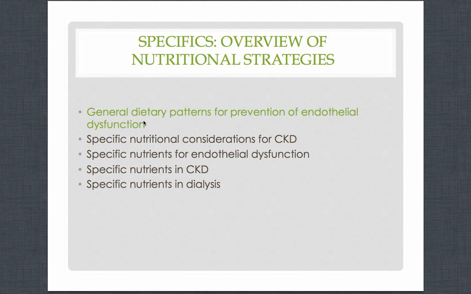So we're going to talk about a few things. We're going to go through this pretty quickly. One is general dietary patterns for prevention of endothelial dysfunction. We've covered a lot of this in cardiovascular disease, so I'm not going to spend a lot of extra time on this. Then specific nutrient indications for chronic kidney disease, endothelial dysfunction, specific nutrients in chronic kidney disease, and then specific nutrients in dialysis.